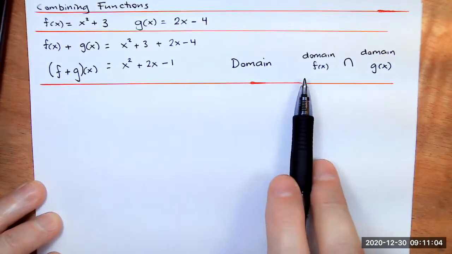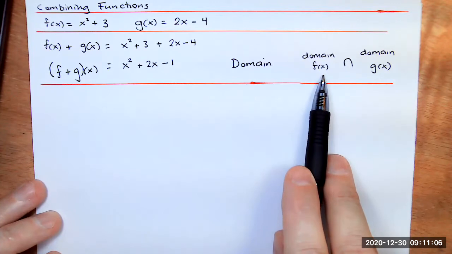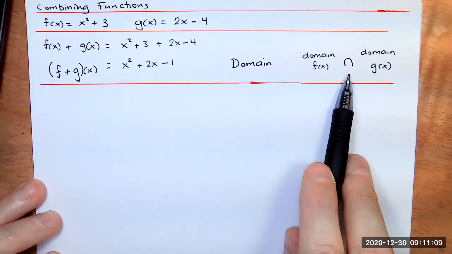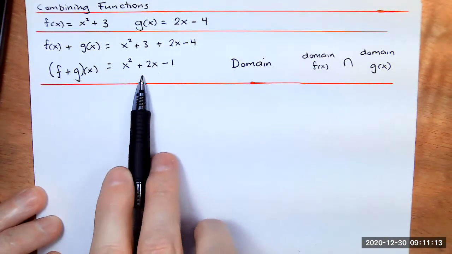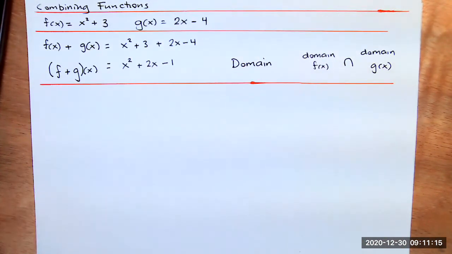And the domain is simply going to be the domain of f of x intersection domain of g of x, which in this case is all real numbers. Let's try another.